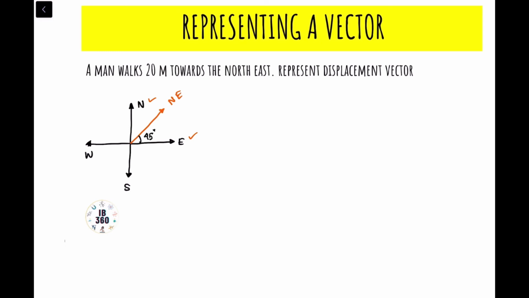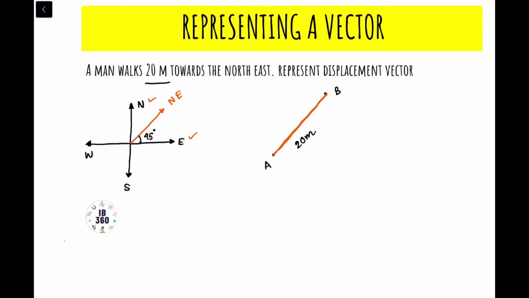Okay, so that means, see, the man is starting from point A and it's walking how much? 20 meter, right? So that means the length of the tail of the vector, that means from A to B, the distance will be how much? From the A to B, the length of the path will be how much? 20 meter. So this will be 20 meter.